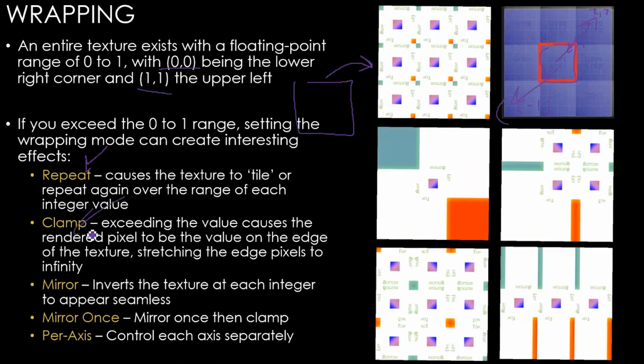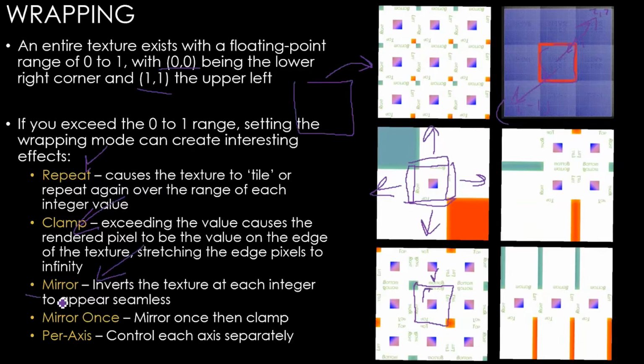Then we have clamp. Clamp is going to take whatever the edge value is of that image, and it's going to just spread it out all the way to the edge of the object. It clamps it to that value and it doesn't change. Mirror, as I mentioned before, inverts it. So in this case down here, this is mirror, and what you'll notice is that when it crosses over, you have a mirror image exactly on the other side, like if you held a mirror up to that part and it reflected over to the other part.